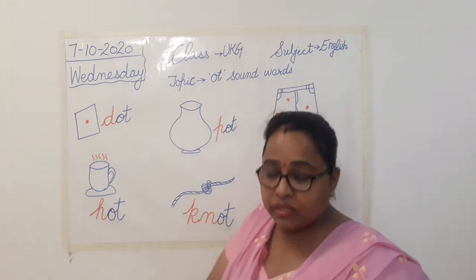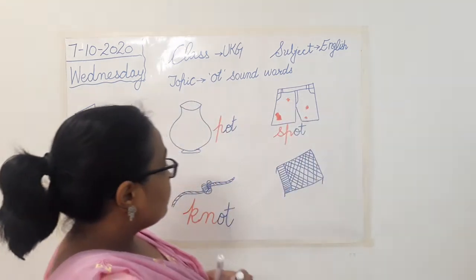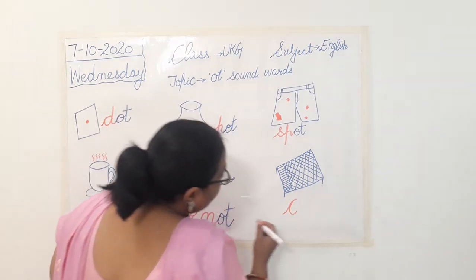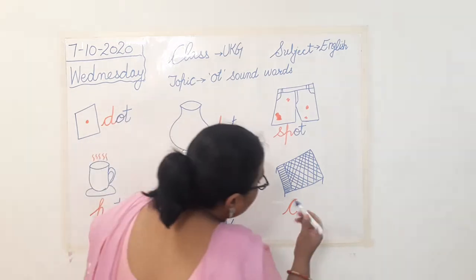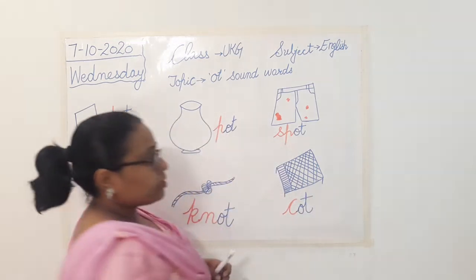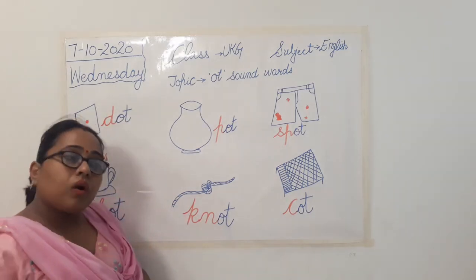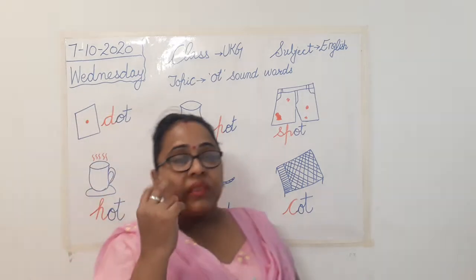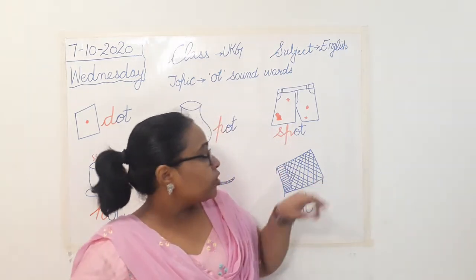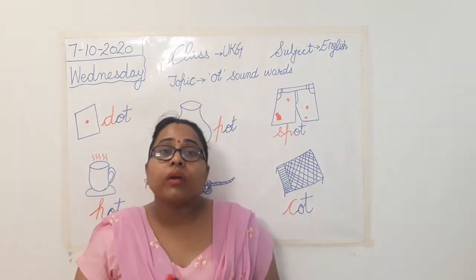Cot. So, now here this cot is C. This K sound is mixed with ot sound and we get the word cot. K, ot, cot. So what is cot? There are two explanations which can be given for cot. This picture is charpai or khat.